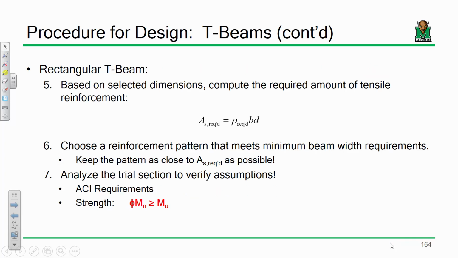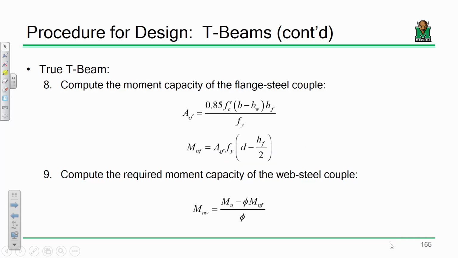So this is what we did in our last example. We found that it was in fact a rectangular cross-section, and so area of steel is rho b d. Choose a reinforcement pattern and then analyze to verify that you meet ACI requirements and verify that phi Mn is greater than or equal to Mu. Again, trying to shoot for a 90% or higher efficiency. Now, if you have a true T-beam, remember, what we do is we split it up into the flange moment couple and then the web moment couple.